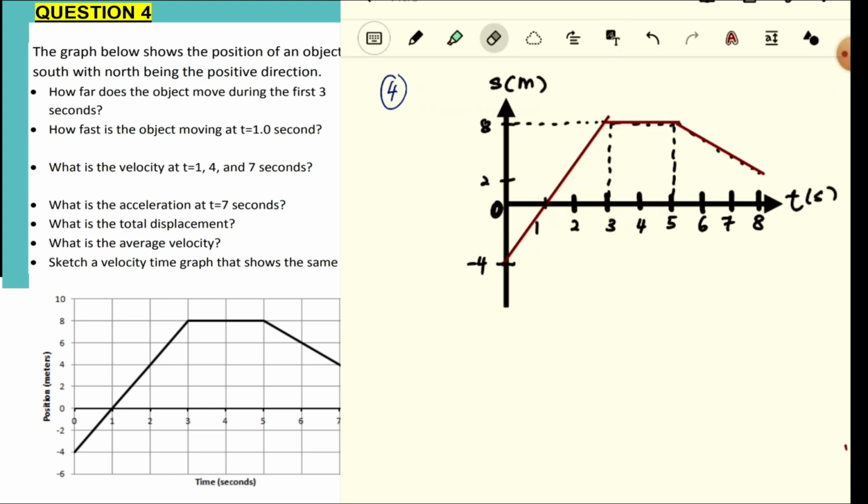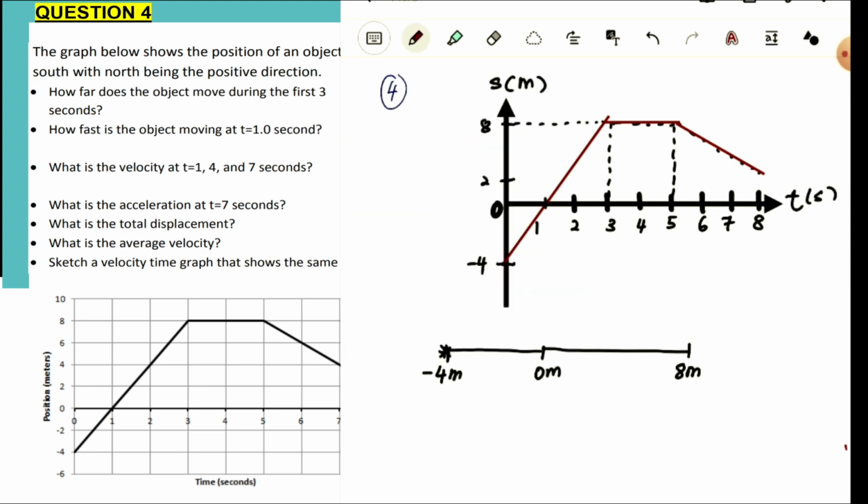So during the first 3 seconds, how far has it moved from its original position. From the graph you can see here, from negative 4, it goes back to 0 and moves to 8. So from here, negative 4 meter, move to 0 meter, and here move to 8 meter. So this is the starting point.